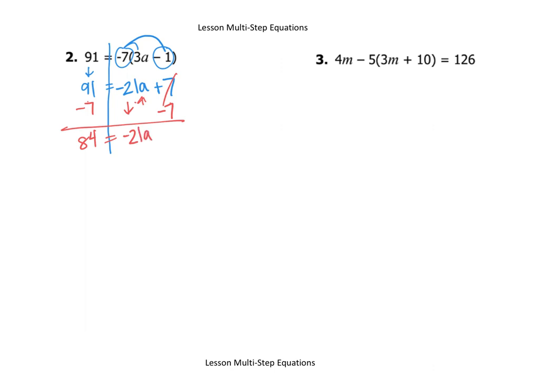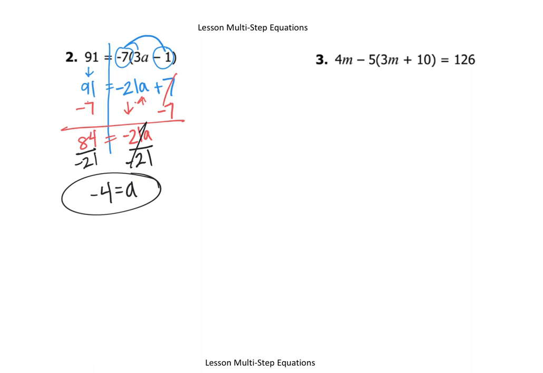We're going to divide now. So we want to separate negative 21 and a. Negative 21 and a are touching. That means they're being multiplied. So we undo that by division. We divide by the number in front of the variable. So 84 divided by negative 21 is negative 4. So we would say negative 4 equals a, which is the same thing as saying a equals negative 4. We can write it either way, and it means the same thing.